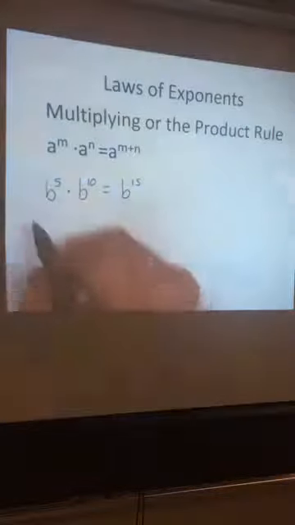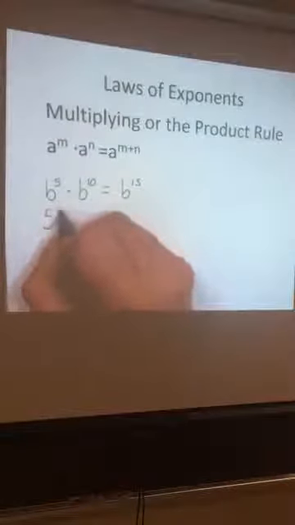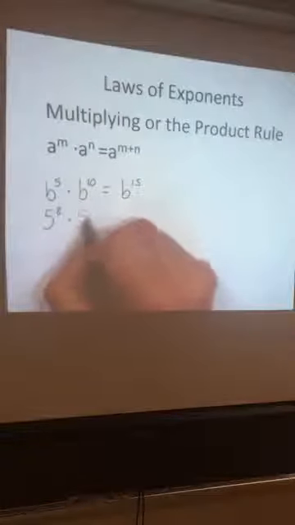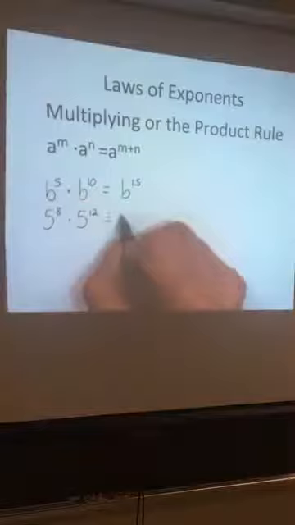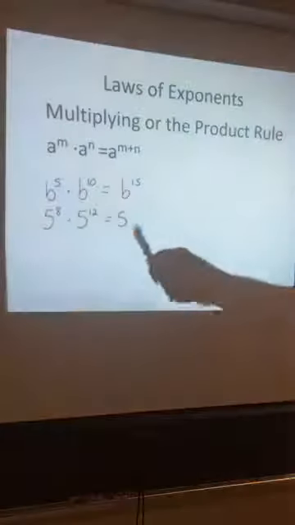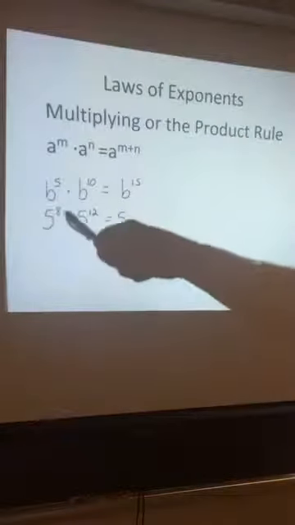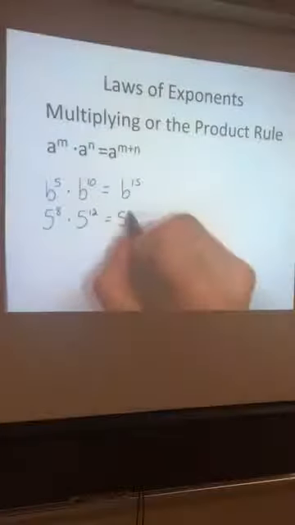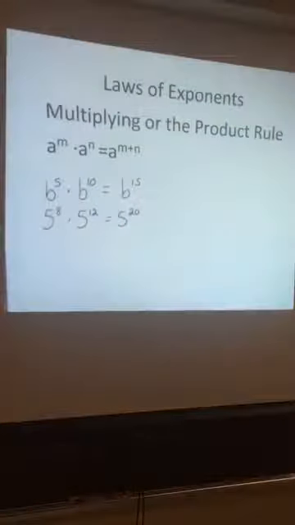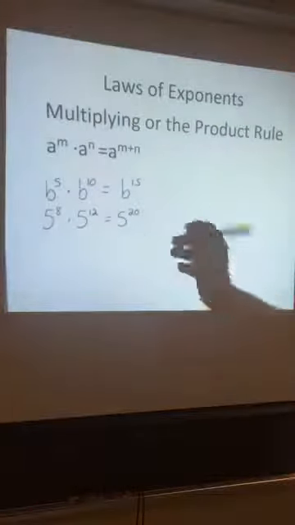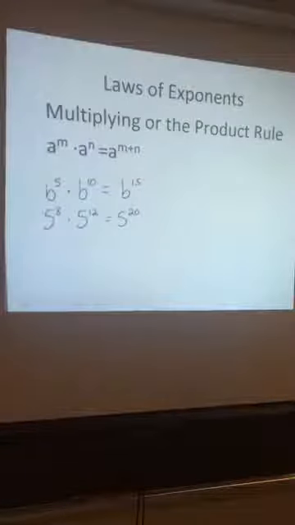You could do it with numbers. You could have 5 to the 8th times 5 to the 12th. And your answer would be 5 to the, since it's multiplication, we add the exponents. 8 plus 12 is 20. 5 to the 20th power. Now this is some huge number in the millions, so you don't have to figure out what it is. You can say the answer is 5 to the 20th.